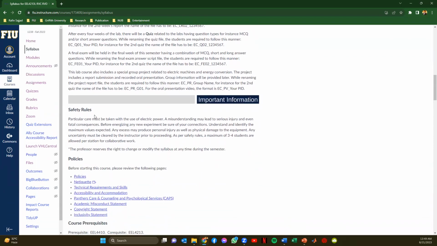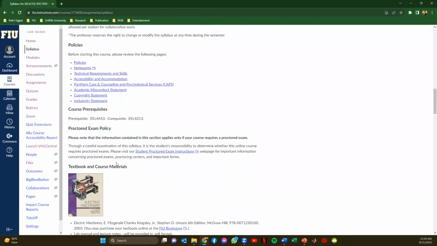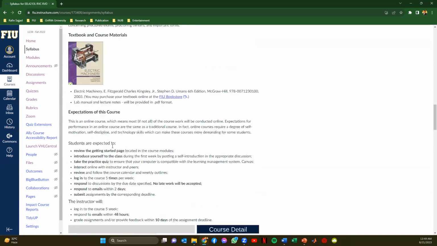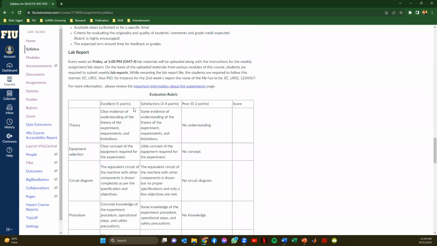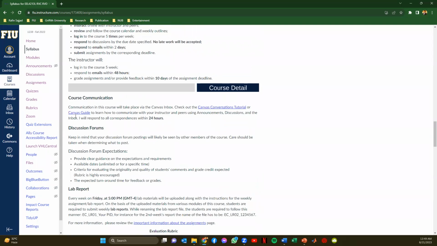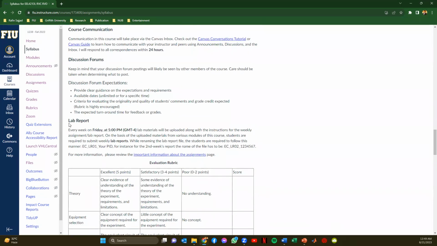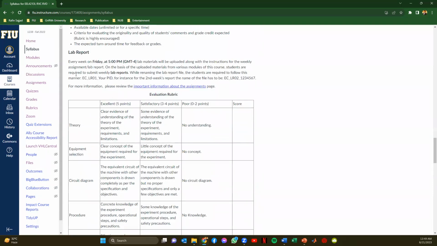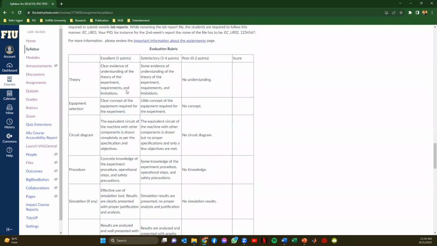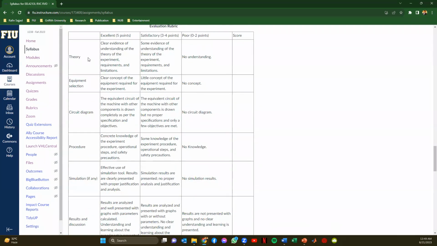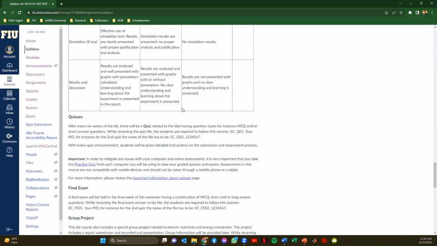So then we have safety rules and other policies. I'll highly recommend you to actually go through all of this. So this is course communication, discussion forum, so how you're gonna actually use all of them. And lab reports. I have talked about lab reports here again. I have talked about how I'm going to actually evaluate your lab reports on the basis of this rubric. So please have a look at them.